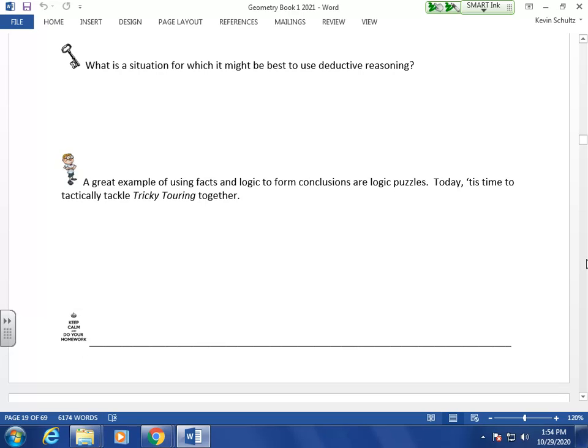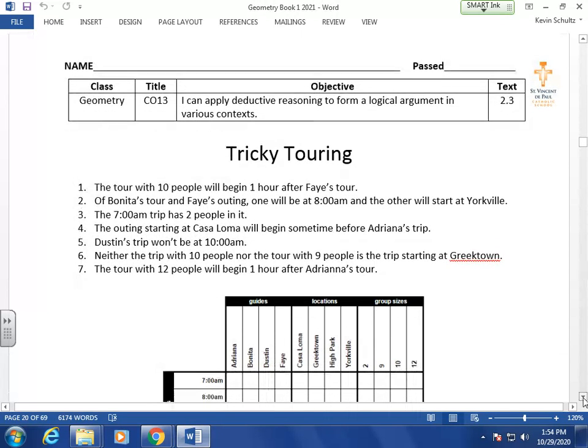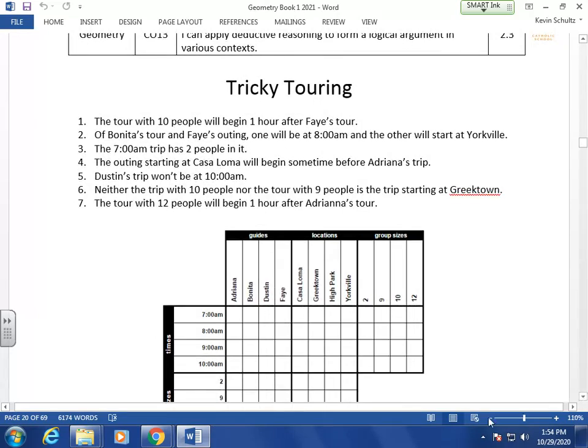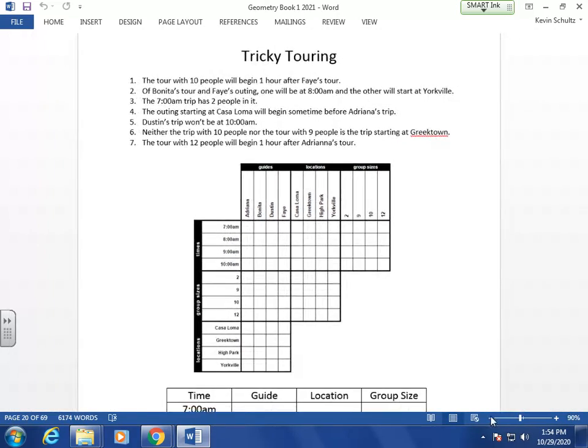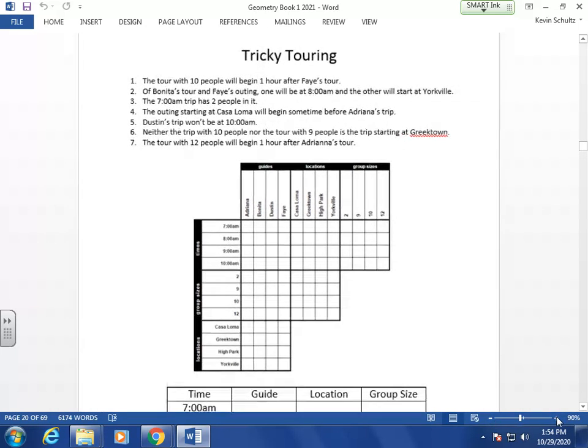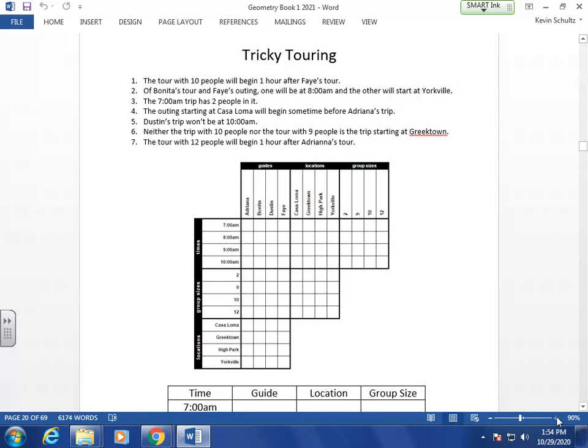Today, 'tis time to tactically tackle tricky touring together. That's some grade A alliteration there, folks. Okay. But what we are talking about, a great example of a deductive reasoning type of situation, and let me try and get the whole thing on here as much as I can, is a logic puzzle.